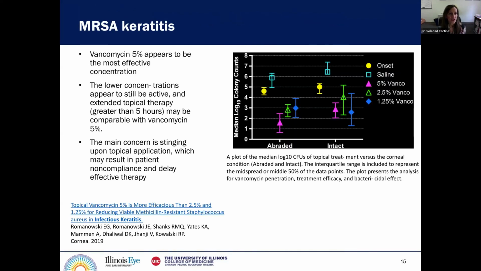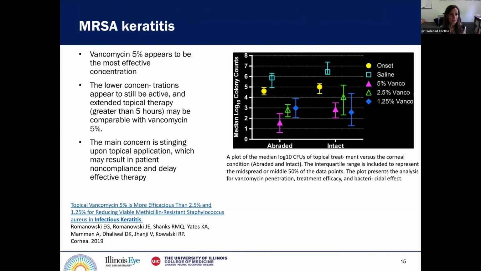So if we talk about MRSA keratitis, okay, we decided vancomycin is the treatment of choice, but how much vancomycin? What is the ideal concentration? Do we need to give vancomycin 5%? Do we need to give 2.5%? Do we need to give 1.5%? What exactly is the concentration that would be better? And this is a study that was recently published in Cornea. It is actually a study done in rabbits.